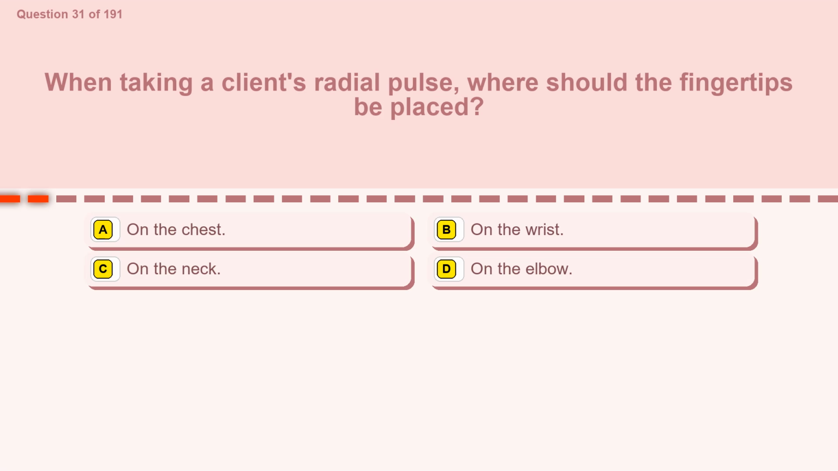Question 31. When taking a client's radial pulse, where should the fingertips be placed? Option A. On the chest. Option B. On the wrist. Option C. On the neck. Option D. On the elbow.